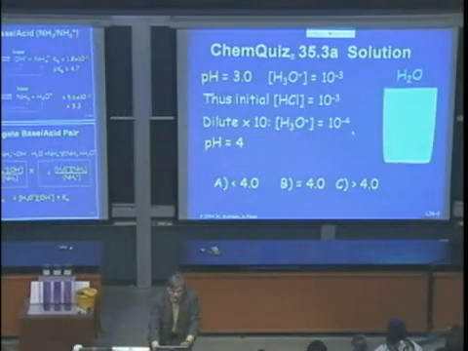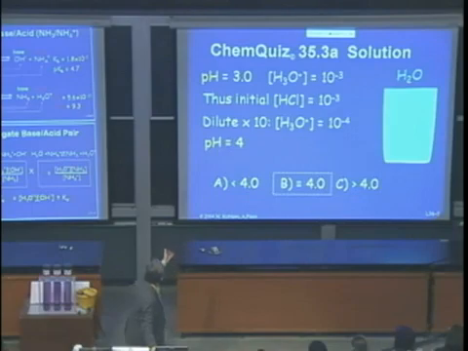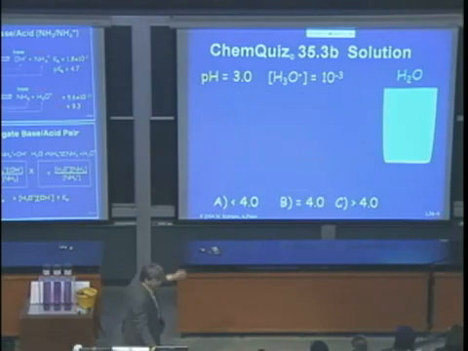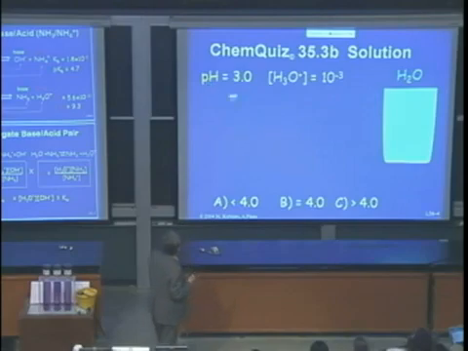Okay, so this was the first one with the strong acid, and now the weak one comes here. That was the weak one. Initially we have 10 to the minus 3 molar. That's why we have pH 3. That's all there is. The negative log of this is 3.